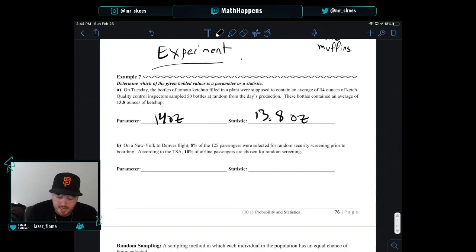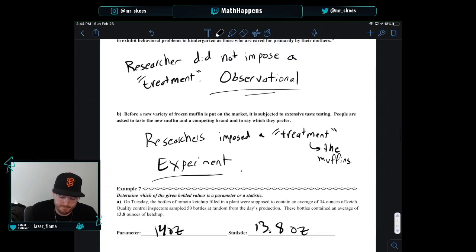On a New York to Denver flight, 8% of the 125 passengers were selected for random security screening prior to boarding. According to the TSA, 10% of airline passengers are chosen for random screening. So the TSA makes a general statement saying that about 10% on average are chosen, but on this specific flight, only 8% were. So there's our statistic.